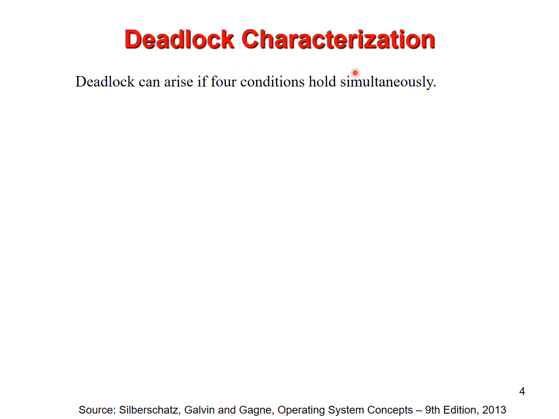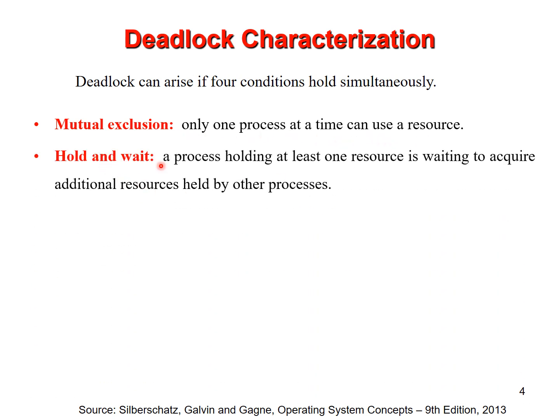Deadlock characterization. A deadlock will arise if four conditions hold simultaneously. Now we will learn what the four conditions are. The first condition is mutual exclusion: only one process at a time can use the resource. Hold and wait: a process is holding at least one resource and is waiting to acquire additional resources that are held by other processes.